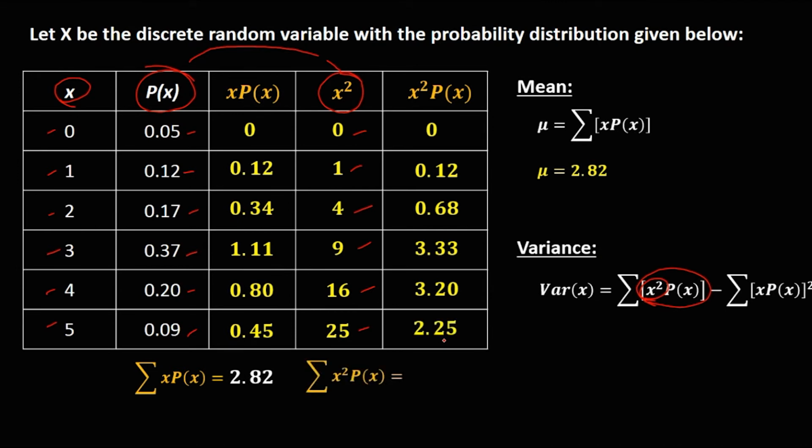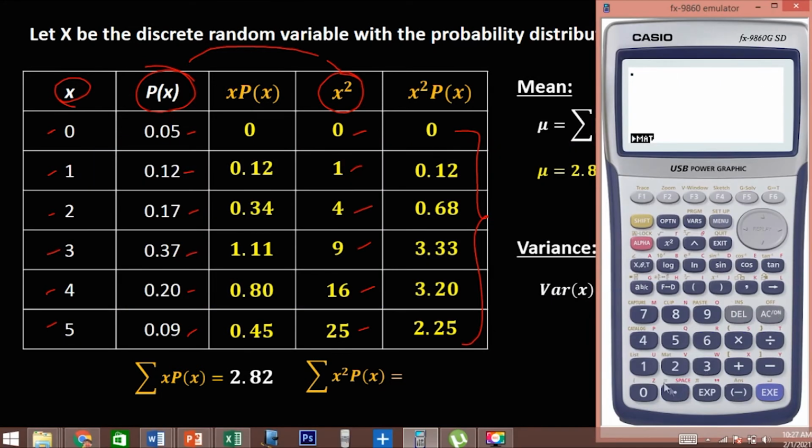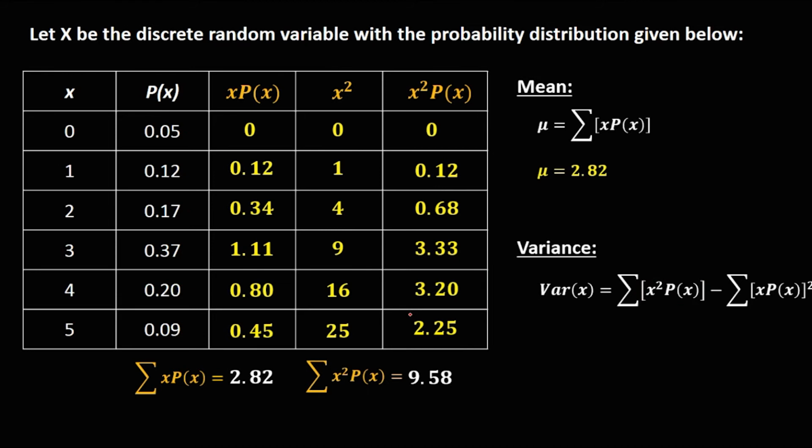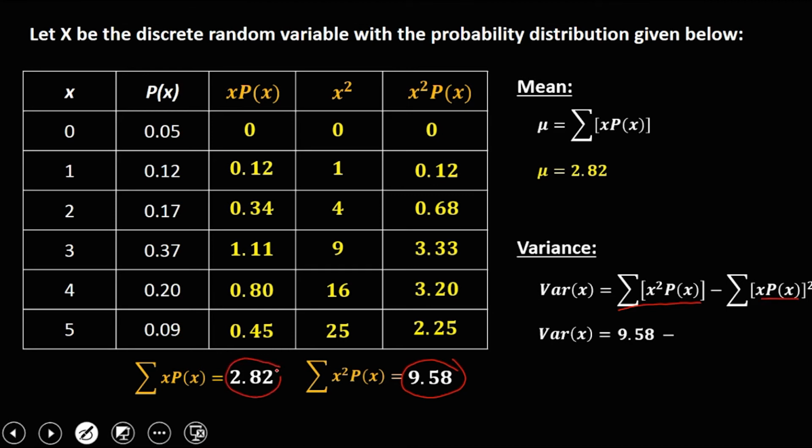Then to get the summation of x squared times the p of x, just add all these numbers. So that's 0.12 plus 0.68, then plus 3.33 plus 3.20 plus 2.25. So therefore, the summation of x squared p of x is 9.58. Then to solve for the variance, we have the summation of x squared times the p of x, this value 9.58, minus this summation of x p of x, that's 2.82, but there's a square outside, so 2.82 squared.